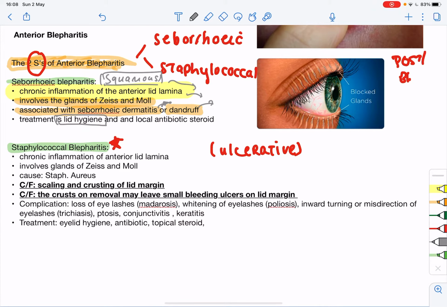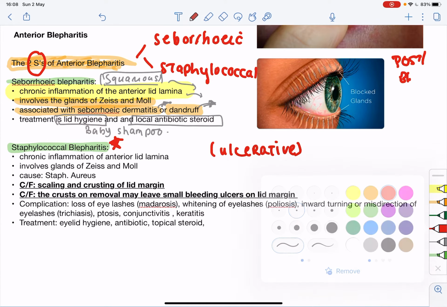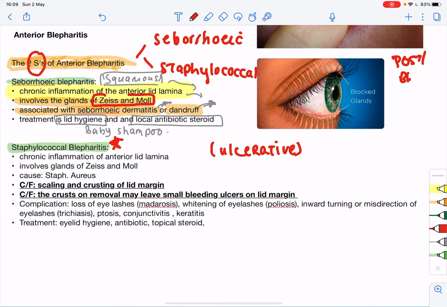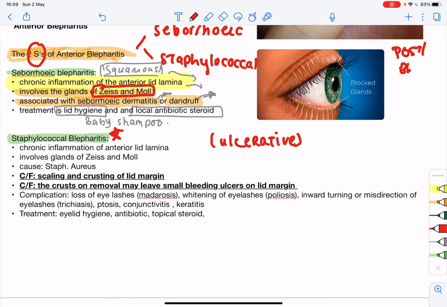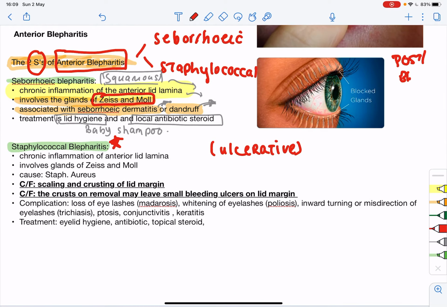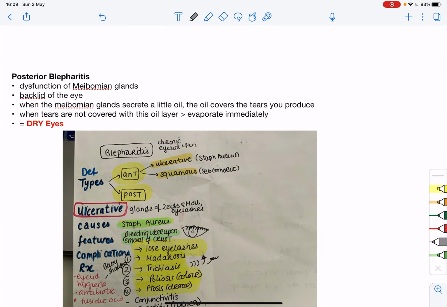Now, the treatment here would be lid hygiene. I'm just saying those are ways you can remember this, okay? The treatment would be lid hygiene and local antibiotic steroid. So lid hygiene is very important. What do we mean by that? We mean baby shampoo with regular washing of the eyelids and the eyes. The important thing here is that now we're talking about Zeiss and Moll glands. We're no longer talking about our meibomian glands, all right? Now we're talking about anterior blepharitis. Remember, anterior blepharitis is always associated with dysfunction of Zeiss and Moll, and posterior blepharitis is essentially the same thing as meibomian gland dysfunction.